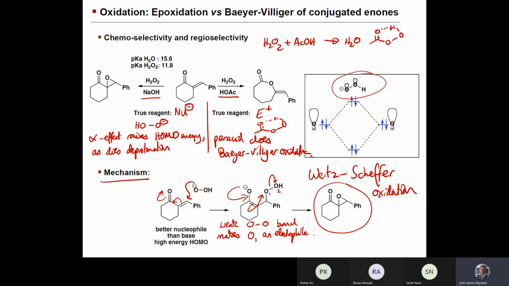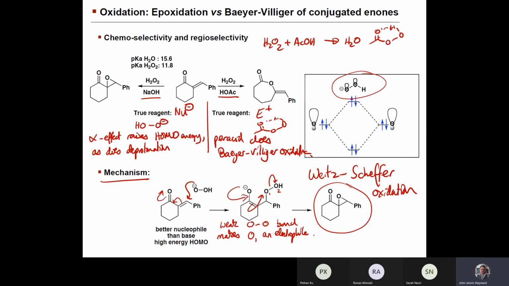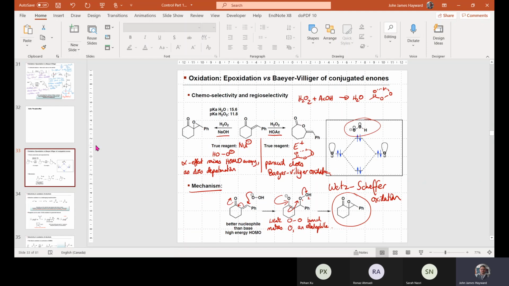Okay, so that brings us to the end of the Baeyer-Villiger. That's what I wanted to do. Next time we begin on the selective oxidation of alcohols. Okay, I definitely want to keep those annotations. Does anyone have any questions that they'd like to ask?